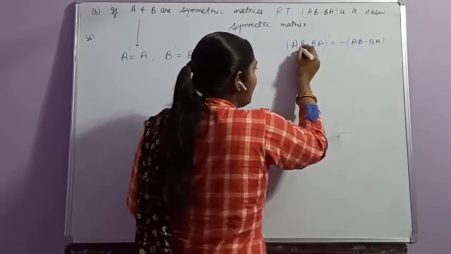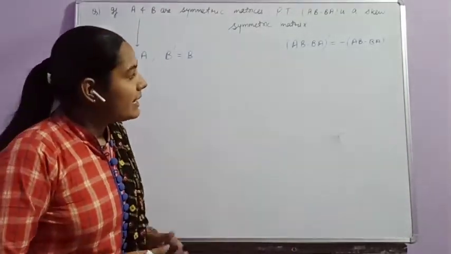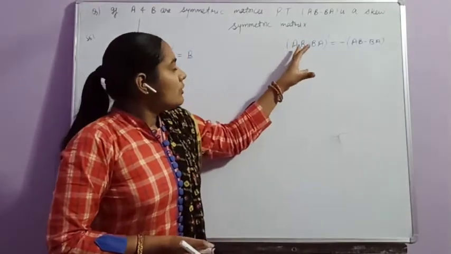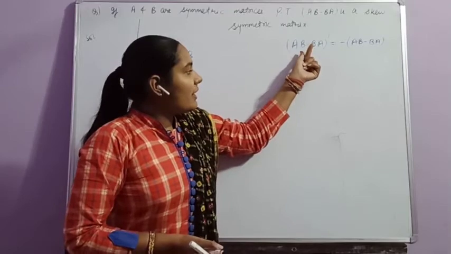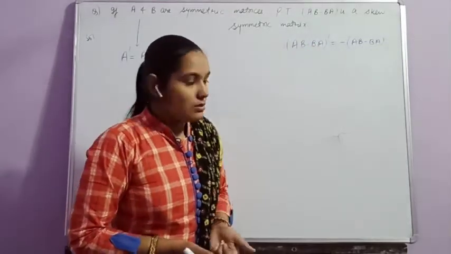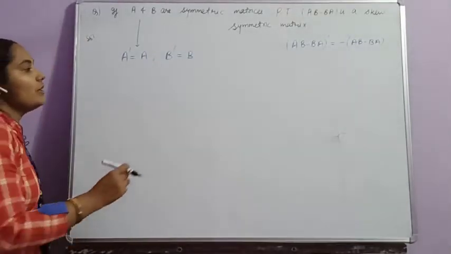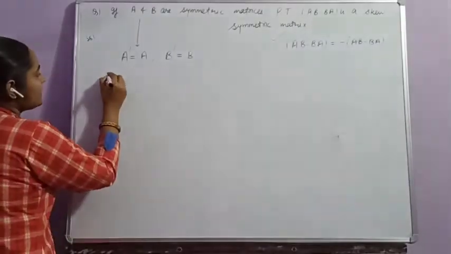As we know, if we multiply any two matrices, then the resultant will be a matrix, and if we subtract the product of the matrices from each other, then we get a matrix. So its transpose will be minus of AB minus BA. That is to be proved. Clear?